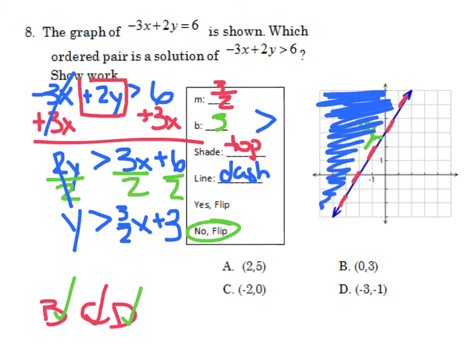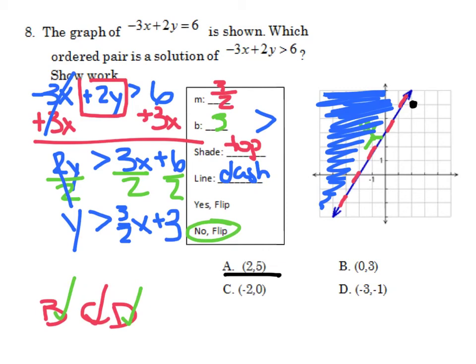Now the question wants to know which one of these points is the solution. So let's plot those points. The first point is 0, 3. Notice that's not right. Sorry, that's not even the first answer choice. Sorry. Let's start with A. 2, 5. 2, 1, 2, 3, 4, 5.